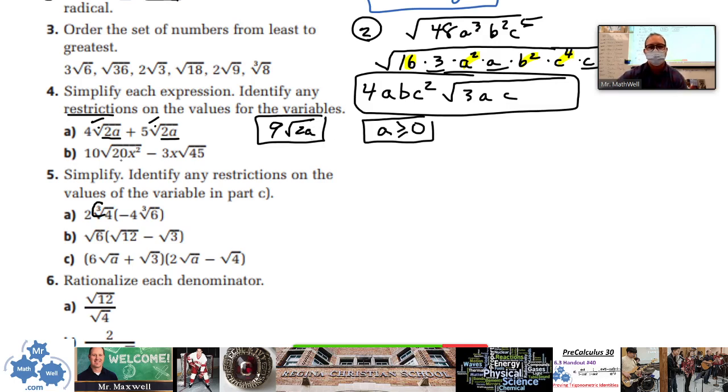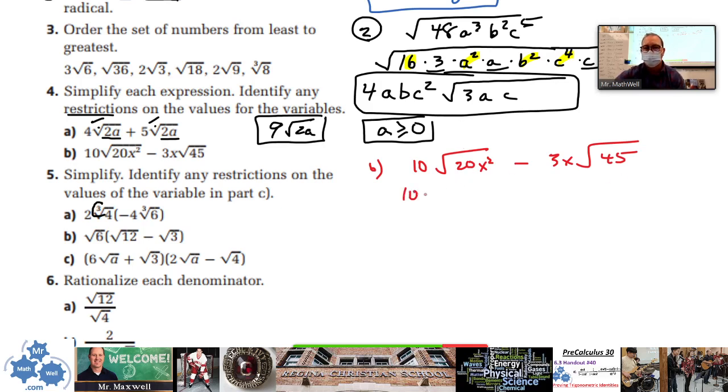Now this one here, we might want to do some simplification for b. So for 4b, I'll do 4b over here. And again, I'll just rewrite it. That's 10 root 20x squared minus 3x root 45. So I should simplify these to see if I can add or subtract them if they are like terms.